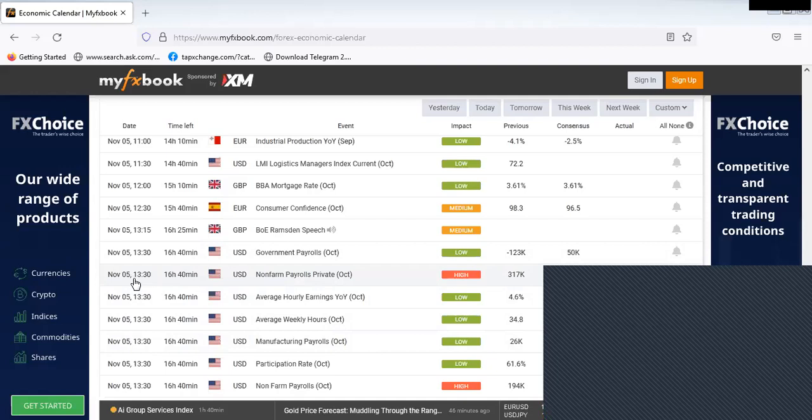What is NFP? How is it going to affect the market? Number one, as a trader, if you are in profits before 1:30 tomorrow, I'm advising all of you, in case you have a live account, if you are in profit before 1:30 tomorrow, please close that trade in profits and run away from the market for that moment.